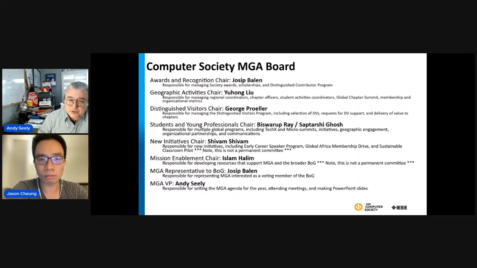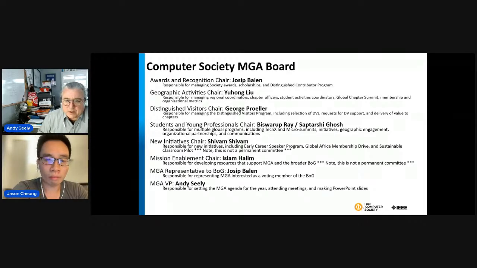The New Initiatives activity is kind of like our own private little think tank. When we have a good idea, we put the good idea in front of the New Initiatives group and let them develop it into something actionable. Mission enablement is where we develop concepts and activities that support the rest of the society. So think of internal tooling and processes that enable other things.